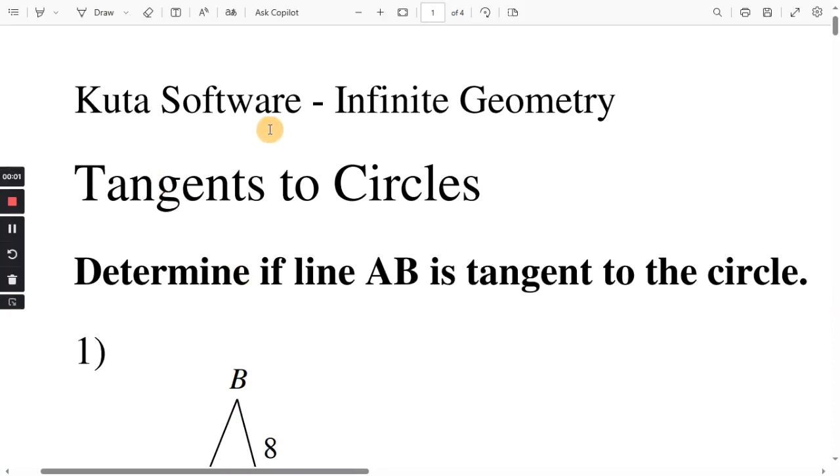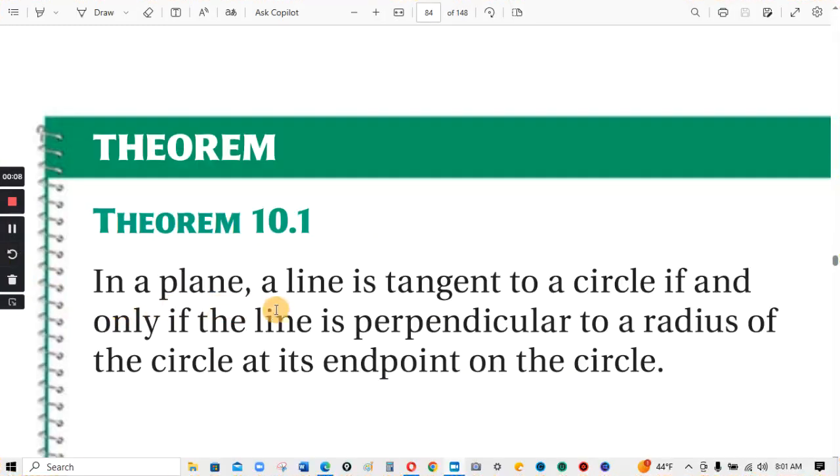This will be for the Kuta Software worksheet, tangents to circles. In a plane, a line is tangent to a circle if and only if the line is perpendicular to a radius of the circle at its endpoint on the circle.